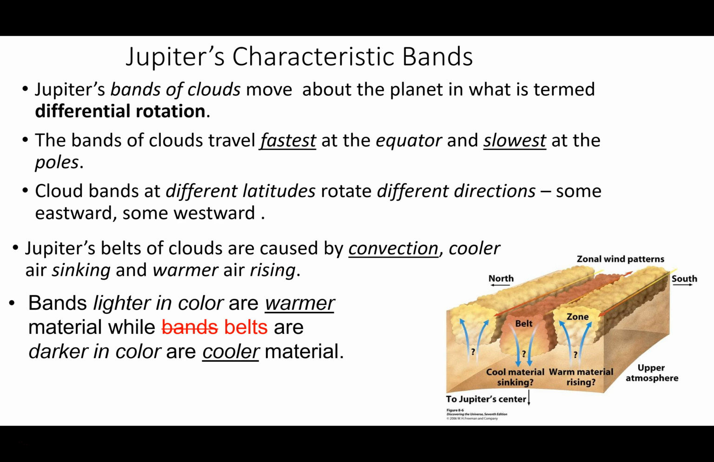So Jupiter has these striped features going around off the equator in either north or south direction. They are called belts and zones. So this should be belts. No, wait, belts are darker in color and cooler material, while zones are lighter in color and warmer material. Oh, no, I guess this should be zones. Zones are lighter in color. Final answer. Goodness gracious. Zones.